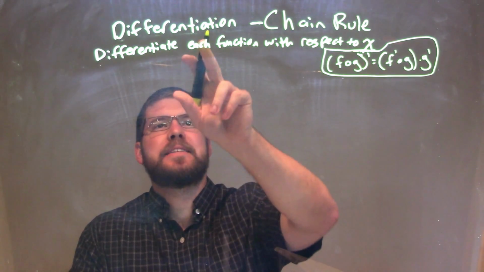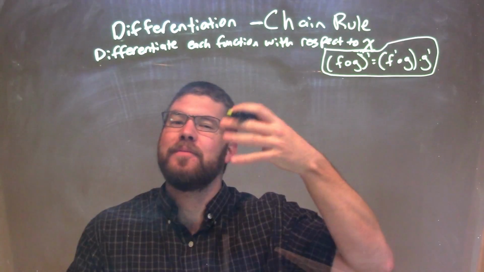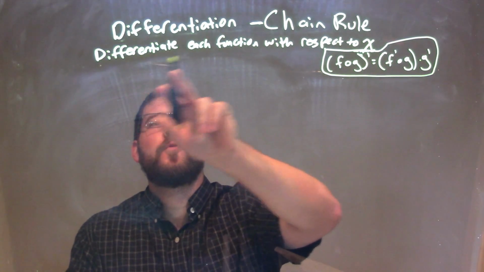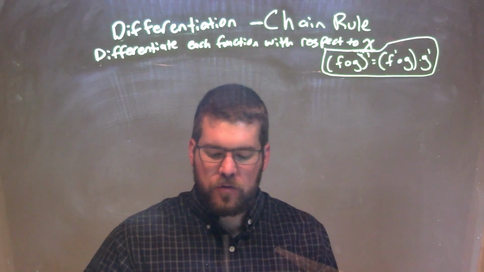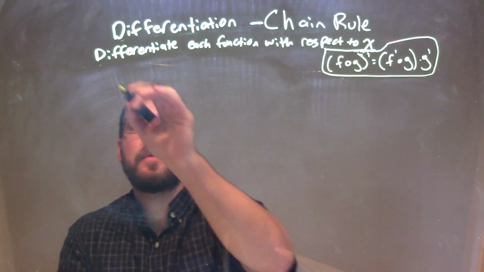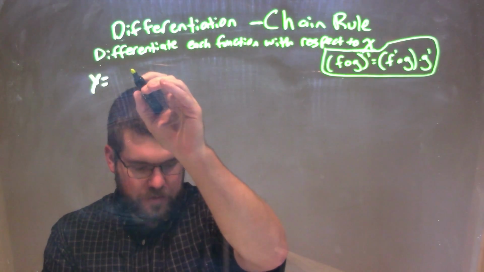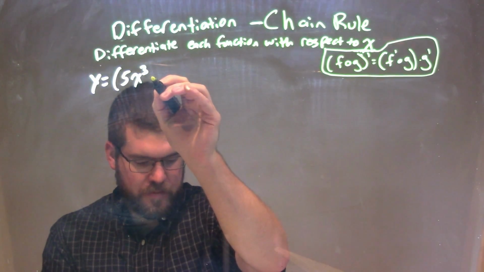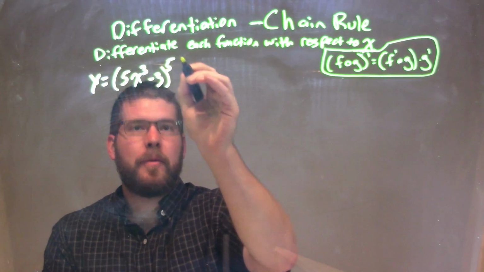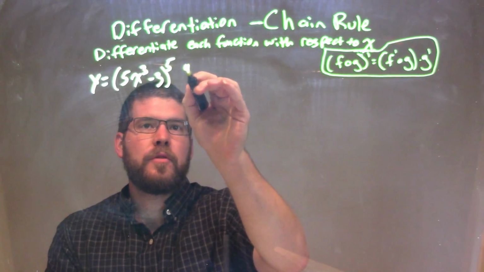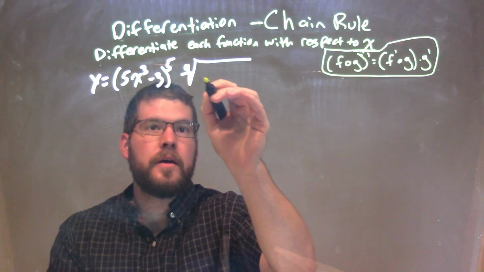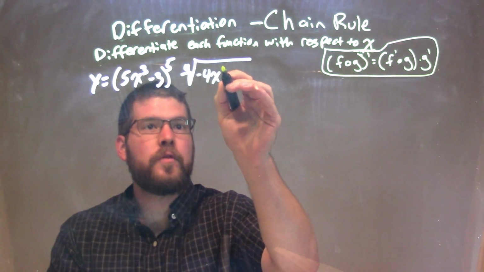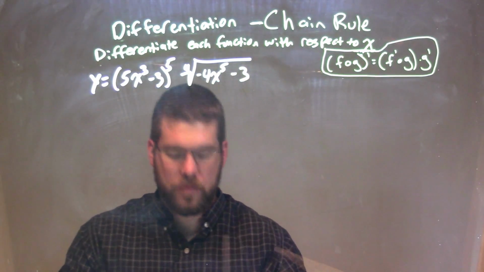And today we're going to learn about differentiation and apply the chain rule and this one, some product rule. We'll differentiate each function with respect to x. So if I was given this function, y equals 5x to the third minus 3 to the fifth power times the fourth root of negative 4x to the fifth minus 3. Okay?